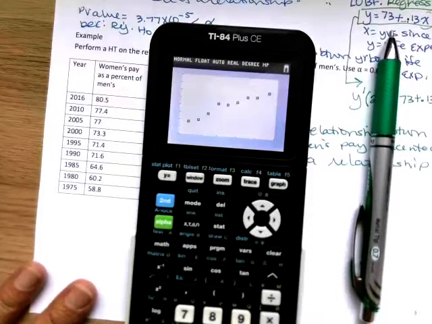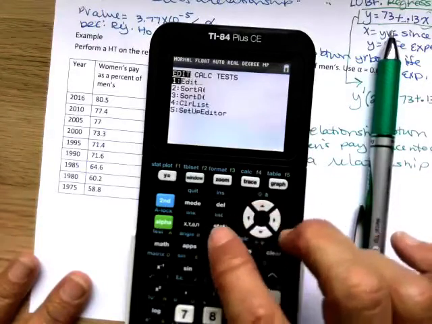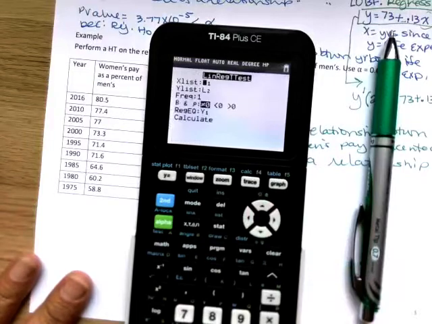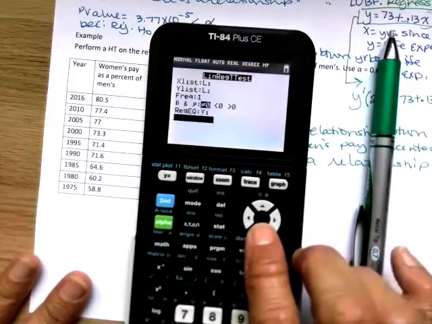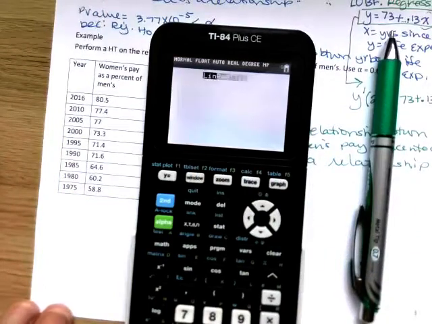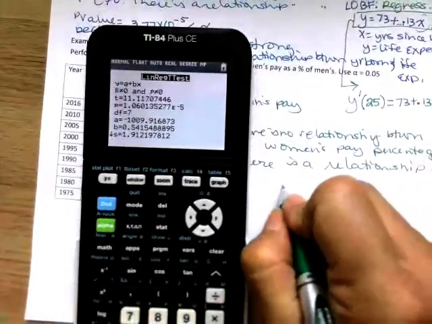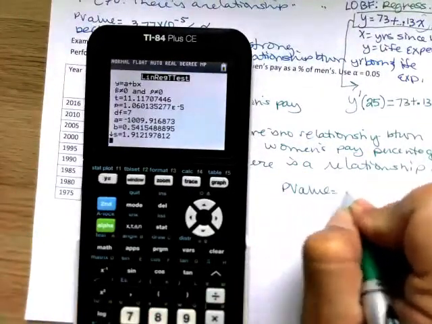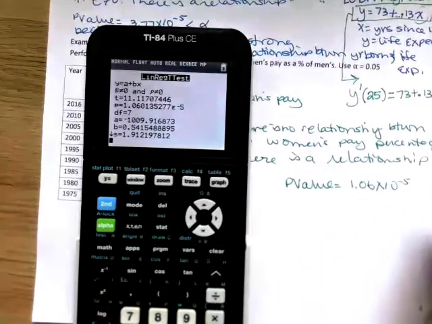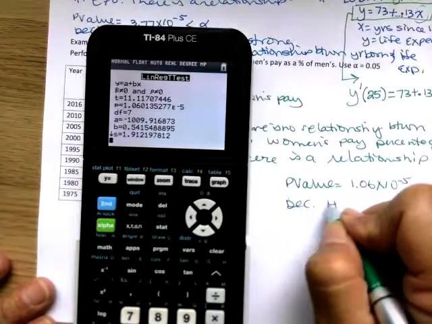Do they look linear? They look pretty linear to me. So let's go ahead and run our test. Stat, test, coming up from the bottom, linear regression t-test. I haven't changed any of those. Look, it still has my regression equation, so that's nice. I don't have to go find that again. And there we go. There's that p-value, again 1.06 times 10 to the negative 5, super duper small. So again, our decision: we're going to reject the null hypothesis.